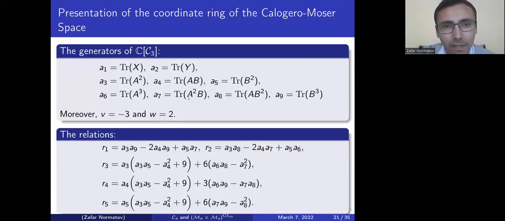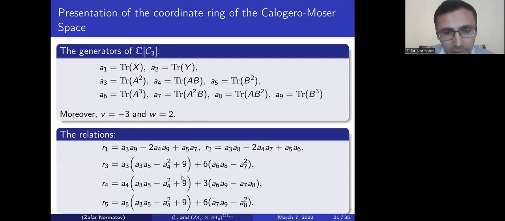Now we give the presentation of the coordinate ring of the closure-measure space C3. The following 9 traces form a minimal generating set for the coordinate ring of the closure-measure space C3. Moreover, the last two generators V and W are constants, and V is equal to -3, W is equal to 2 in the coordinate ring of the closure-measure space C3. Also, we have the following 5 defining relations in the coordinate ring.